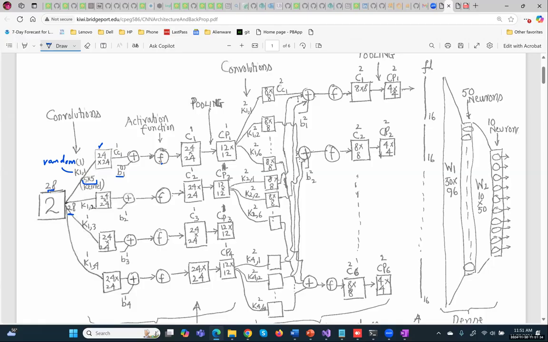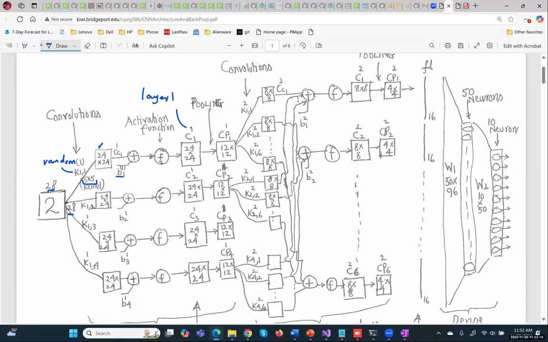I'm representing the output from the first layer as C1 superscript 1. So what does the superscript 1 mean? That means layer 1, right? And 1 means the first convolution, the subscript. Okay, take a look over here. The second convolution, it's C2, 1. Second convolution, but still layer is 1.